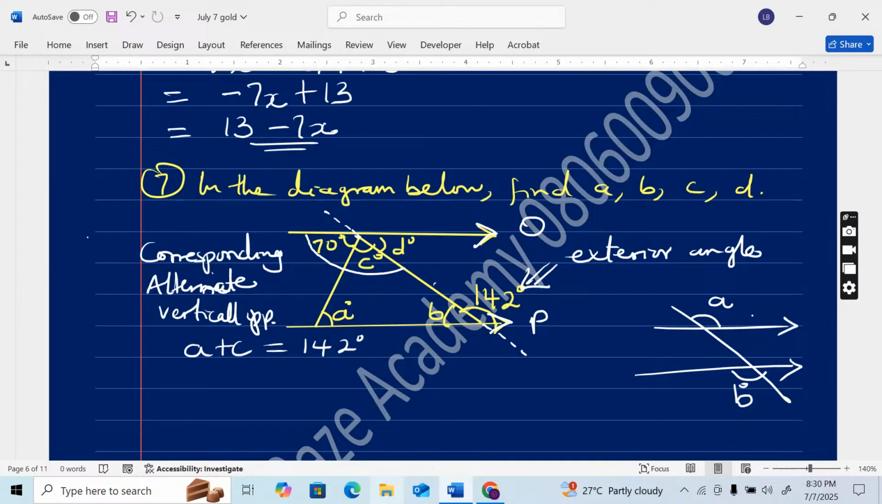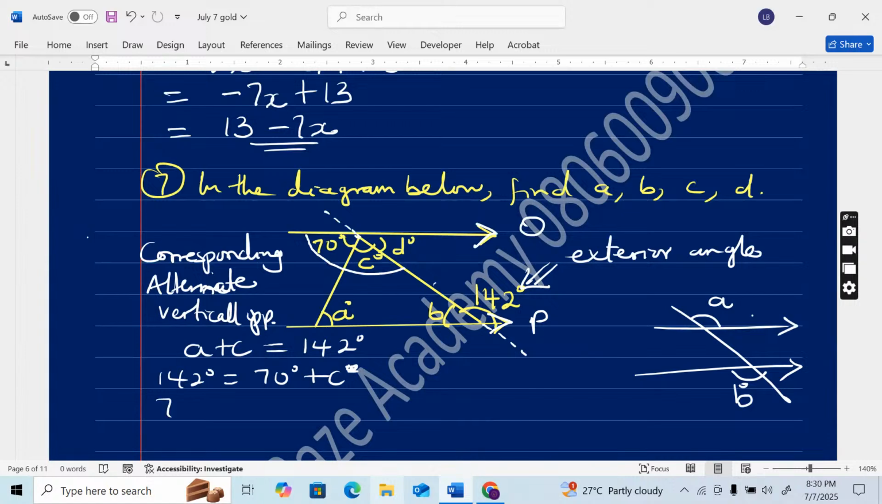So if you look at 142 degrees on parallel line P, you will see that it is on the right side and on top of the parallel line. Now, on the first parallel line, the alternate angle to it will be on the left side and below the transversal. It will be below the first parallel line, which means 142 degrees is also equal to 70 degrees plus C degrees. So when you add 70 and C together, you should get 142 degrees. So with this, we'll be able to find the value of C.